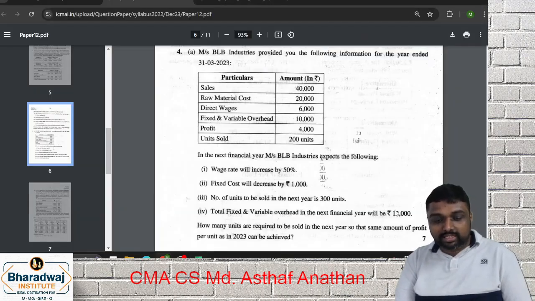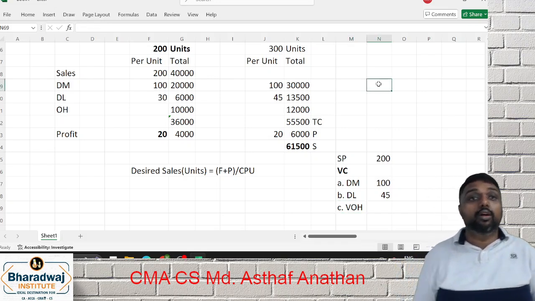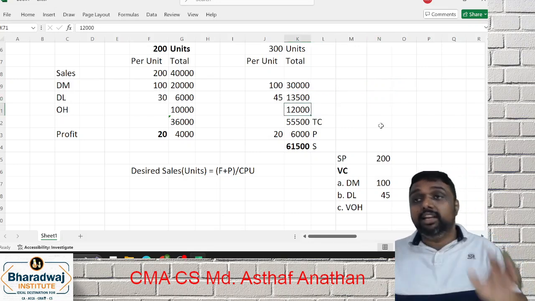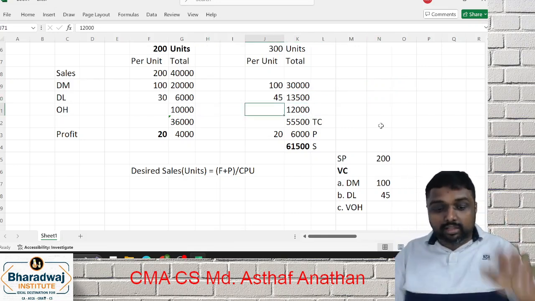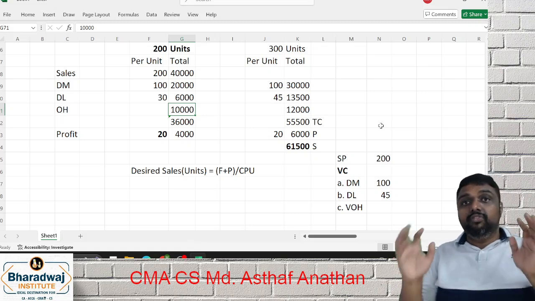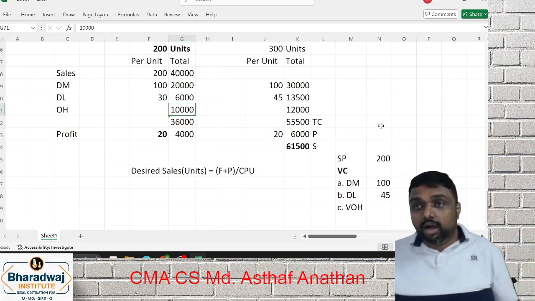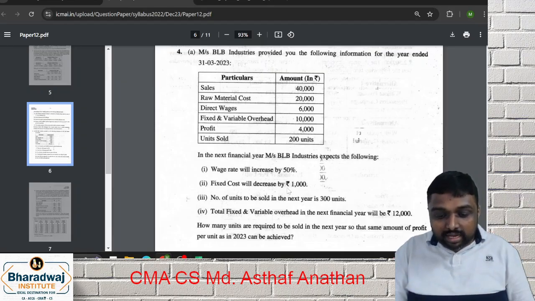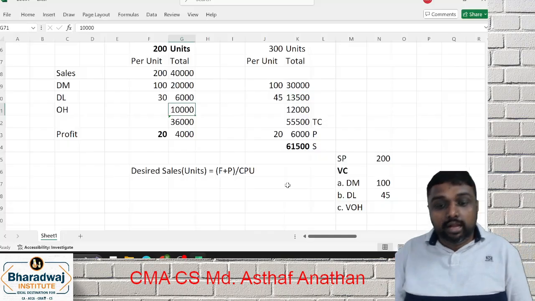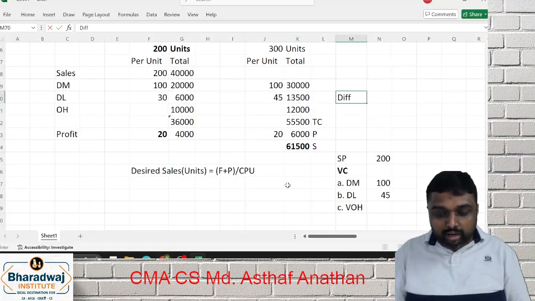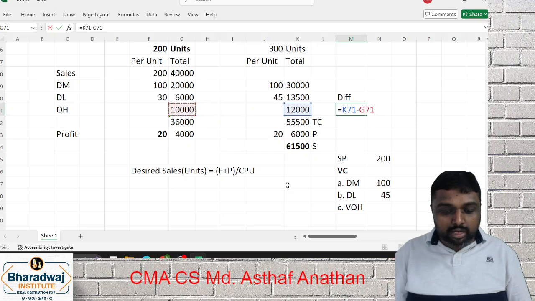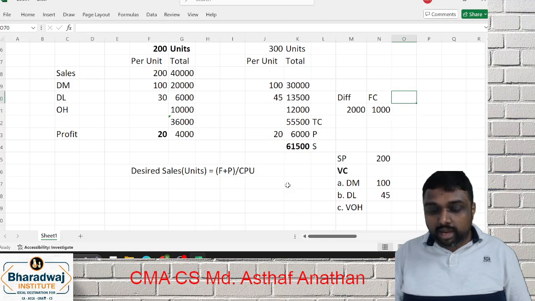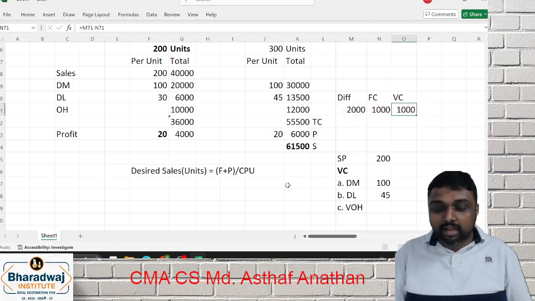See, 12,000 in the next year. We know only variable cost is changing. Very, very important, you have to understand. Last year it is 10,000, and now it is 12,000. So the difference is 2,000. Generally the difference is variable cost, but they tell that there is an increase of fixed cost of 1,000. So total difference is 2,000, in which fixed cost differs by 1,000. So variable cost difference will be the balance, which is 1,000.